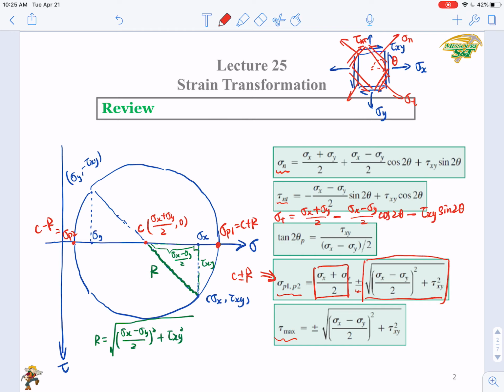Okay, then what is the maximum tau, the maximum shear stress? Since here is your tau axis, the maximum values of tau are here. This is negative, positive. So you get positive or negative R. So this is positive or negative R, and you get this equation.